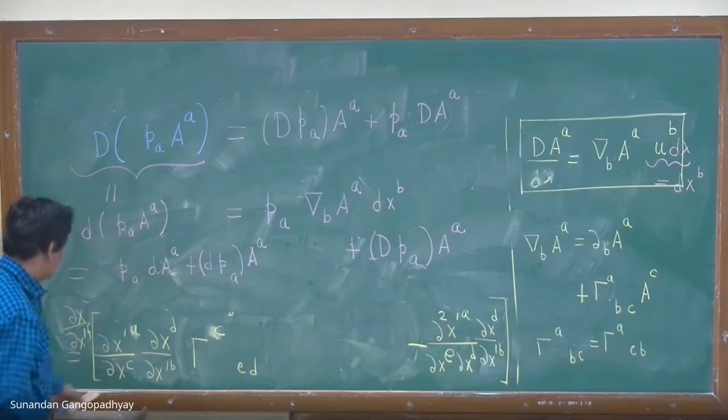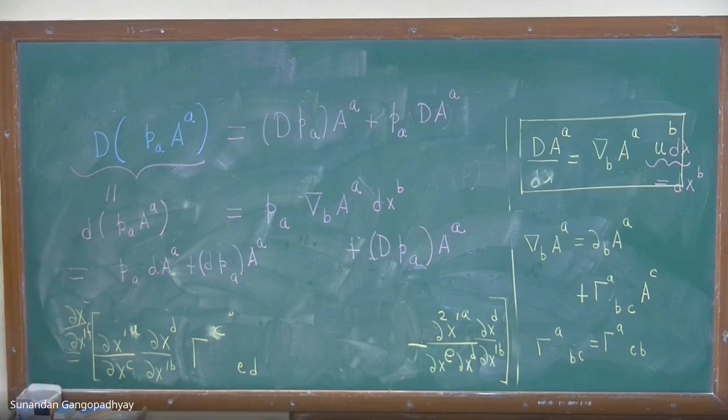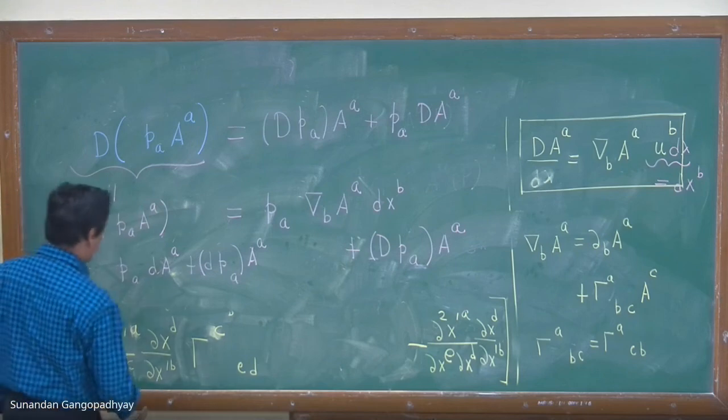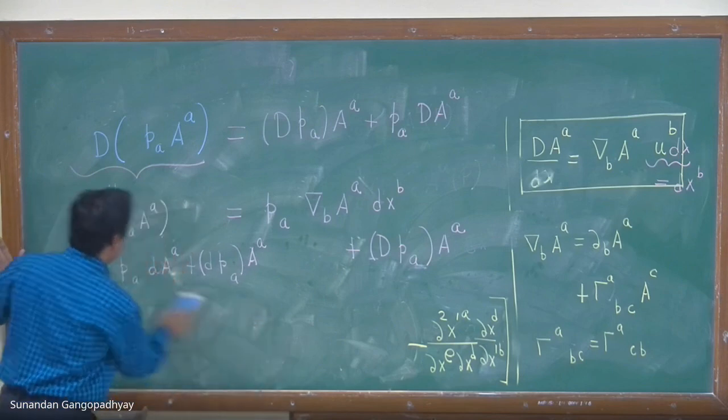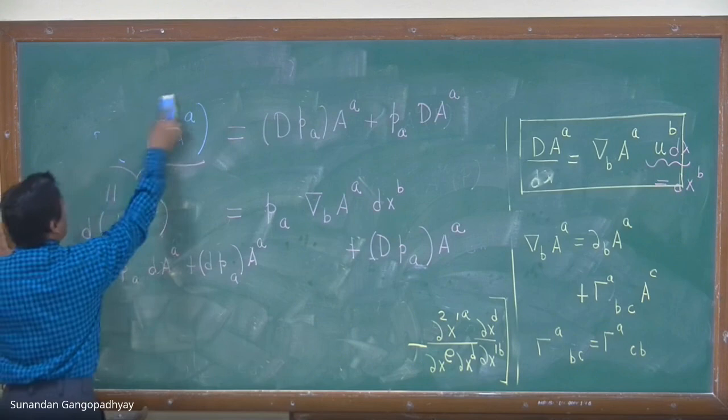Okay. So what should we do now? If we have this DA^a, we will apply the chain rule. But let's write this equation on top.